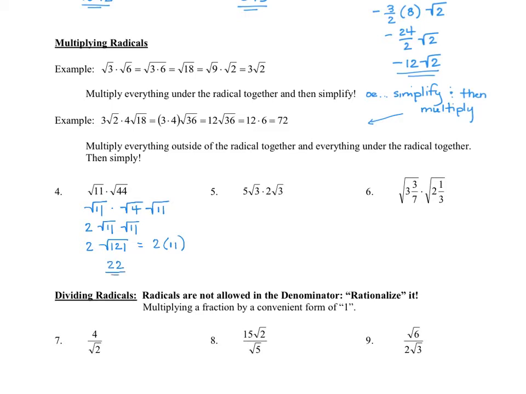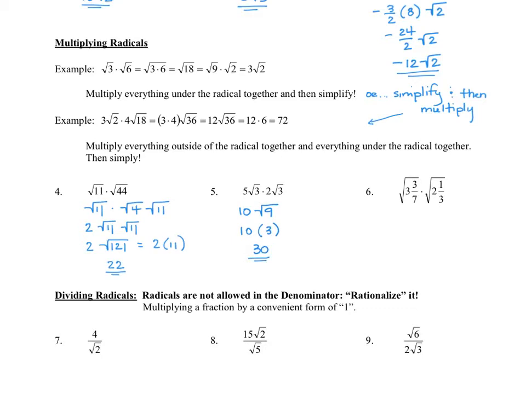In example number 5, we're going to multiply what's outside and what's inside. So what's outside is 5 times 2, so that's 10. What's inside is 3 times 3. So we'll be left with rad 9. The square root of 9 is 3, and 10 times 3 is 30.